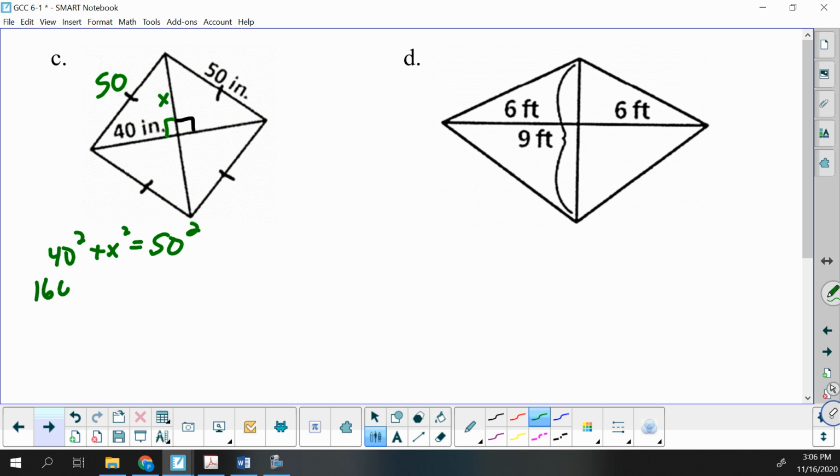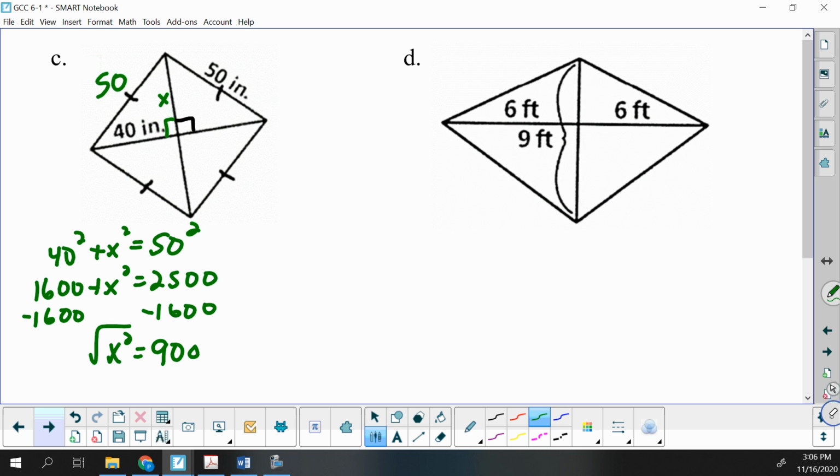Well, this would be 1600 plus x squared equals 2500. We'll subtract the 1600 over. So we got x squared equals 900. We can take the square root, and when we do that, we'll get x equals 30. So this length here is just 30.